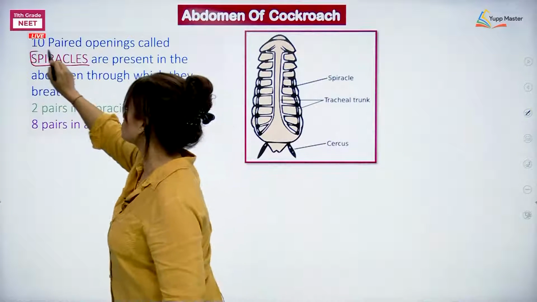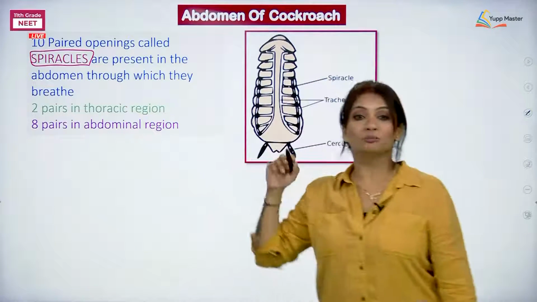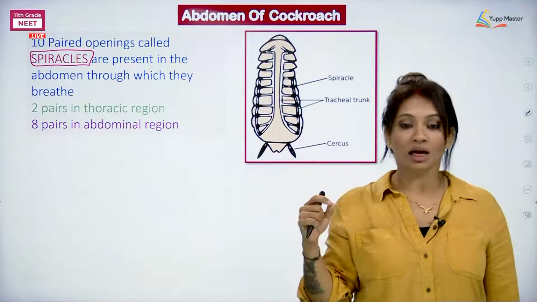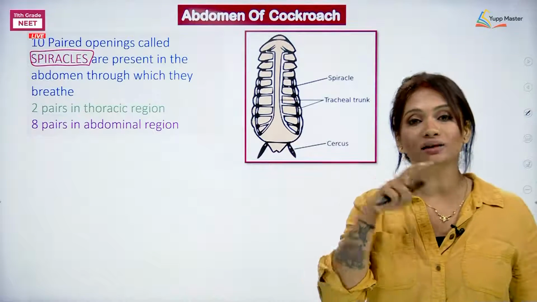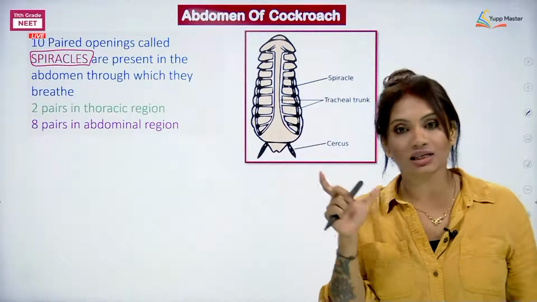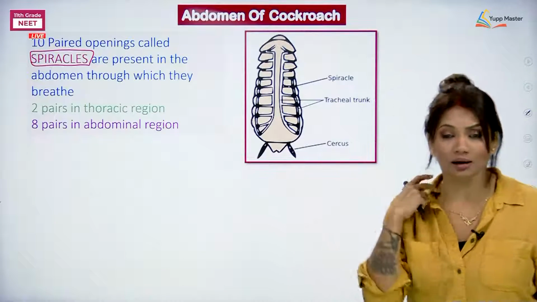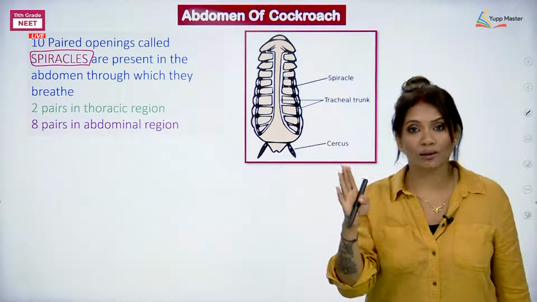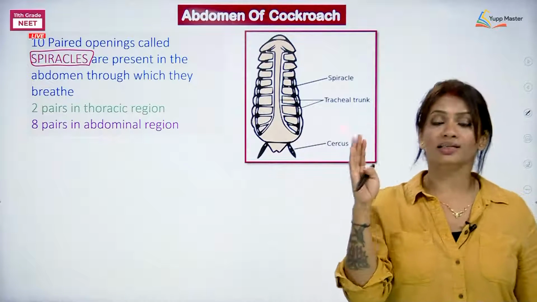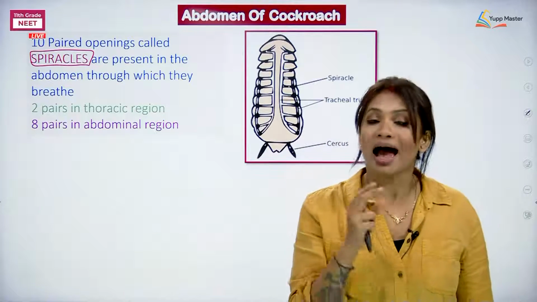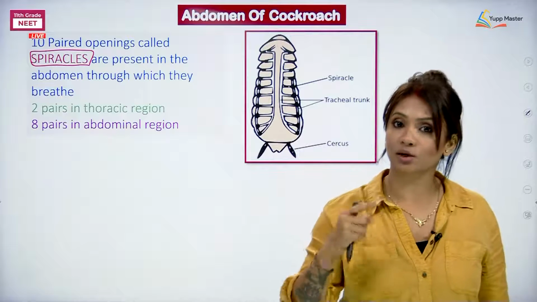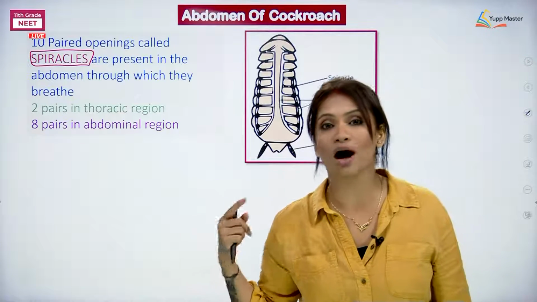What are they called? Those are called spiracles. The spiracles are small openings. They are placed 2 in the thorax region, 8 in the abdomen region. Now these spiracles are going to allow air to come in, meaning it's allowing oxygen to come in, and at the same time those spiracles are going to allow carbon dioxide to go out.